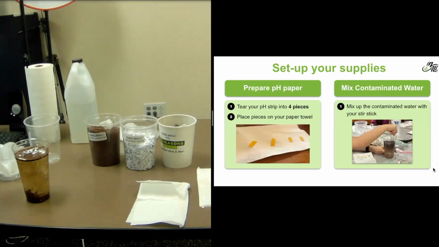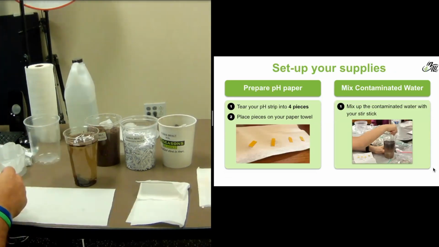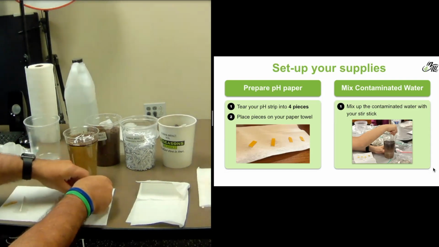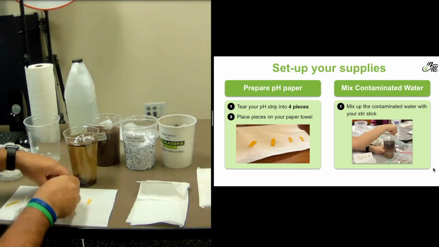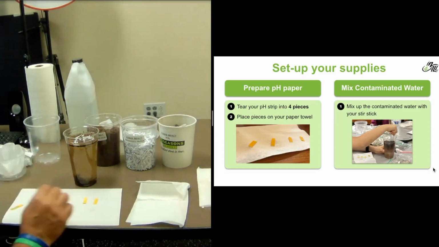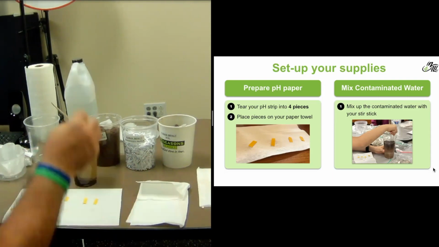Okay, so they will take their pH paper, and it says to tear that into 4 pieces. They are getting 2 pieces in their kit, and so they would just tear each one in half. So they end up with 4 pieces of pH test paper on the paper towel. Then their kit comes with a stirrer. They'll need to stir that up.